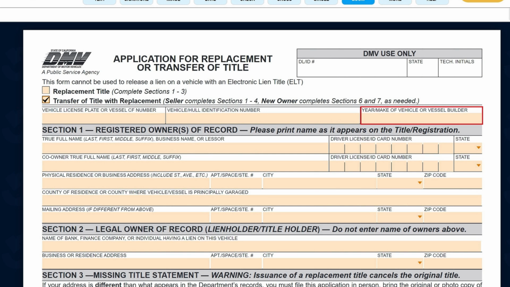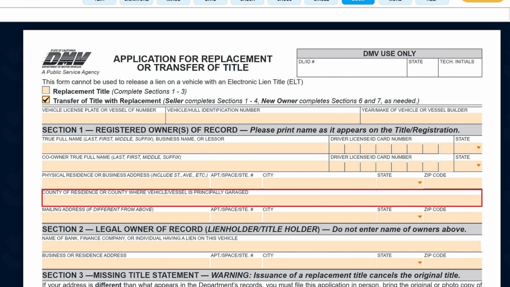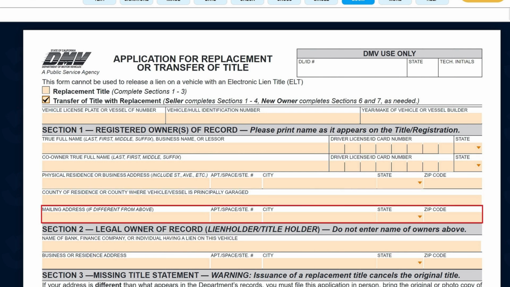For the first section, please provide the following details of the registered owner or owners of record. Indicate the true full name or business name of the registered owner, along with the driver's license and the state where it was issued. Provide the same set of details for the co-owner, if applicable. Next, indicate the physical residence or business address, then provide the county of residence or county where the vehicle or vessel is garaged, and provide the mailing address, if different from the address indicated above.